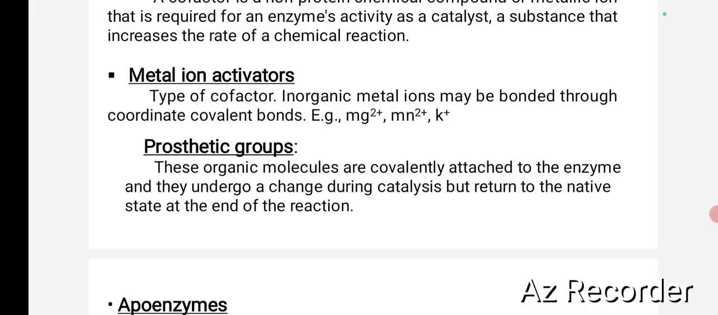Prosthetic group. These organic molecules are covalently attached to the enzyme and they undergo a change during catalysis but return to the native state at the end of the reaction.